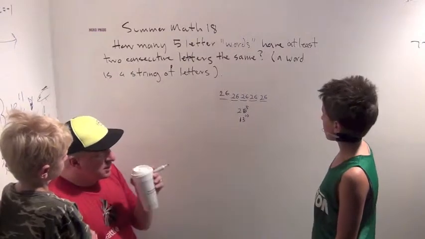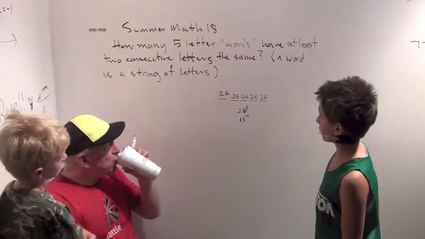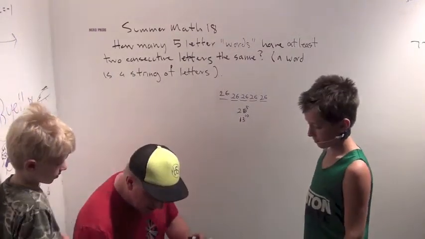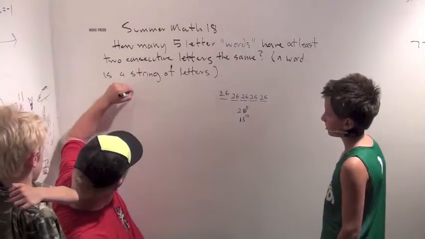Now that we've counted all the 5-letter words, what are we going to do next? I'm going to count the ones that have no 2 consecutive letters the same. Okay, so the total is 26 to the 5th.